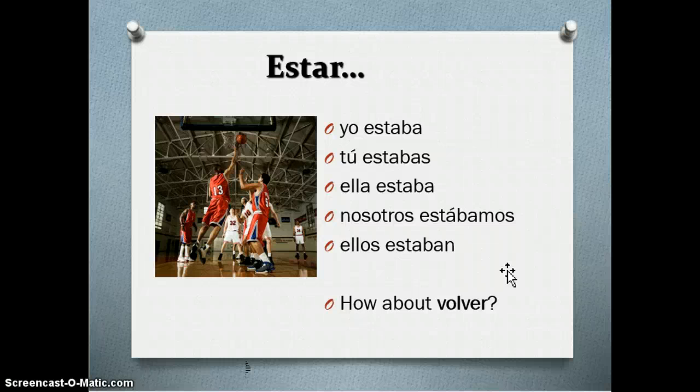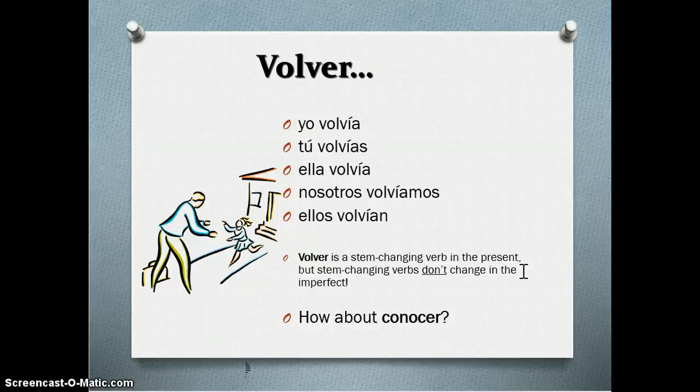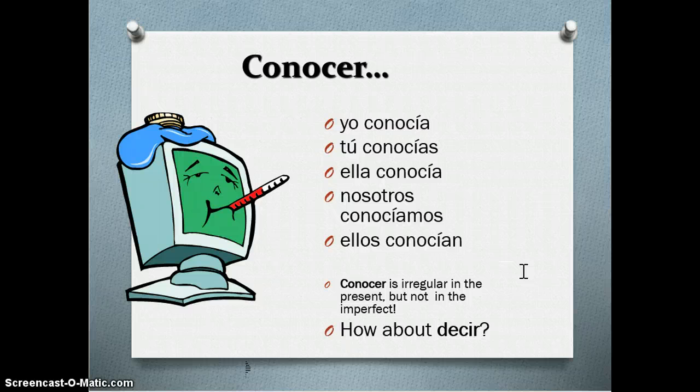Let's try an ER verb this time. How about the verb volver? Volver is a stem-changing verb in the present tense, but we don't need to worry about stem-changing verbs in the imperfect. Qué suerte. Let's try another ER verb. How about the verb conocer? Pause your computers and try it out. Yo conocía, tú conocías, ella conocía, nosotros conocíamos, y ellos conocían. Once again, conocer is irregular in the present tense, but not in the imperfect.